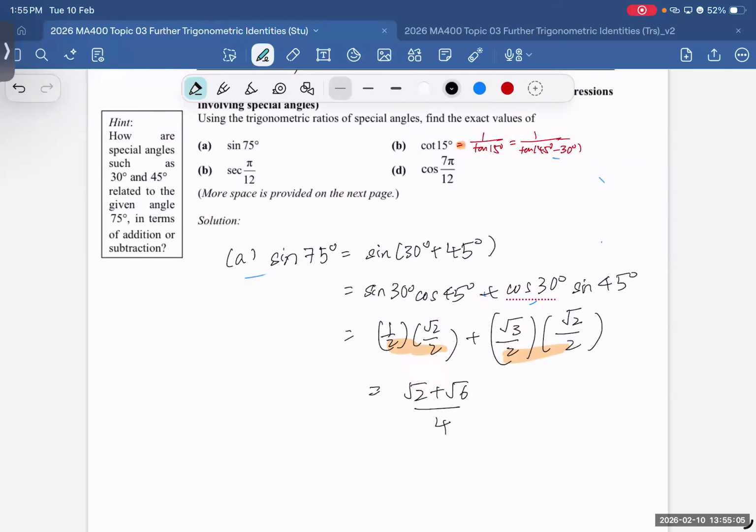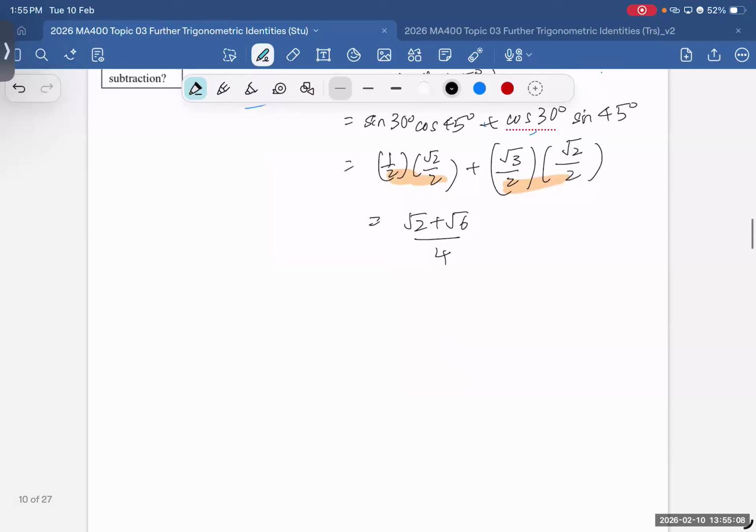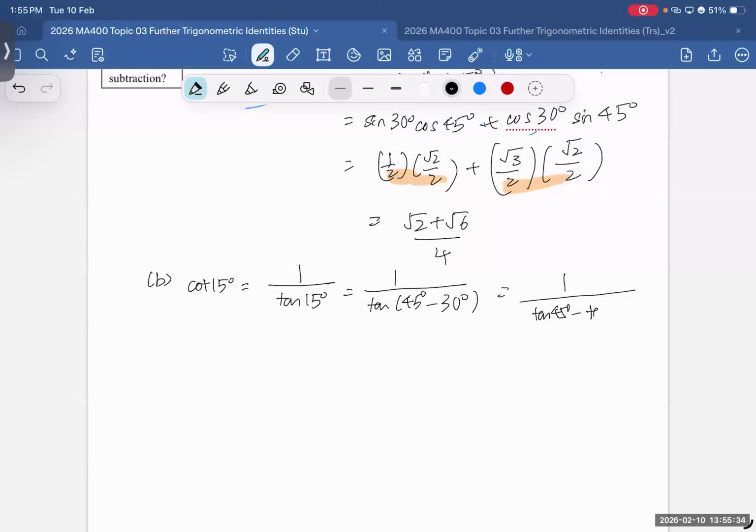So that's for part A. Part B, cotangent 15 is the same as 1 over tangent 15. 1 over tangent 15 is 1 over tangent of 45 minus 30. So basically I think of my special angle, I use minus, to get 1 plus tangent A tangent B over tangent A minus tangent B. This can go to the top.